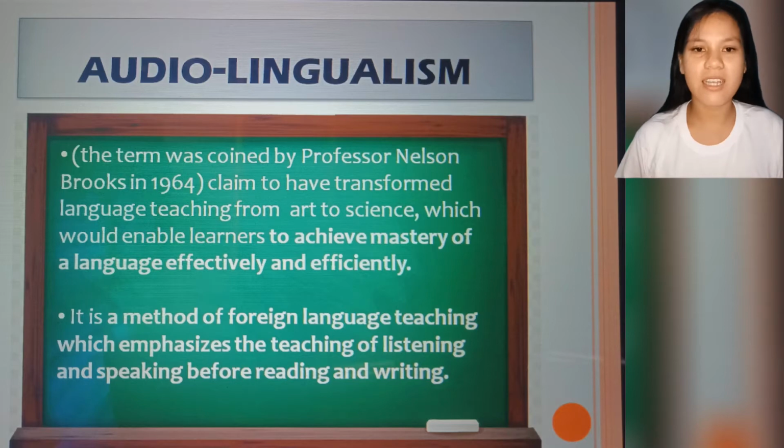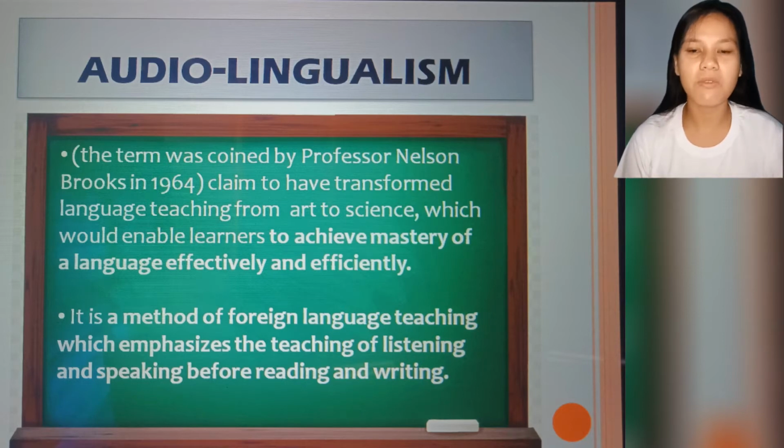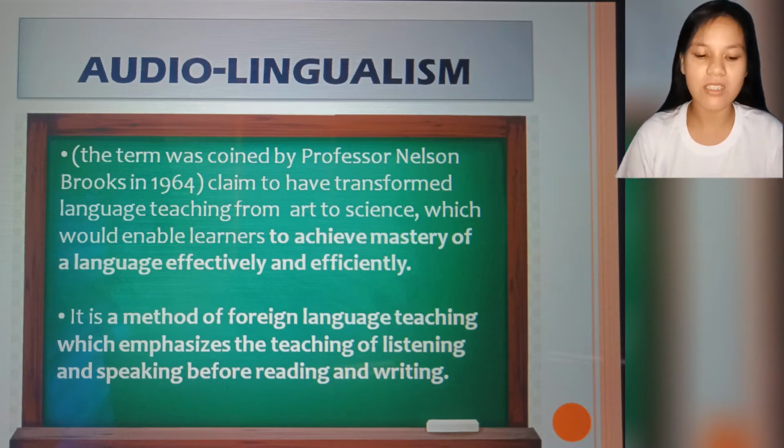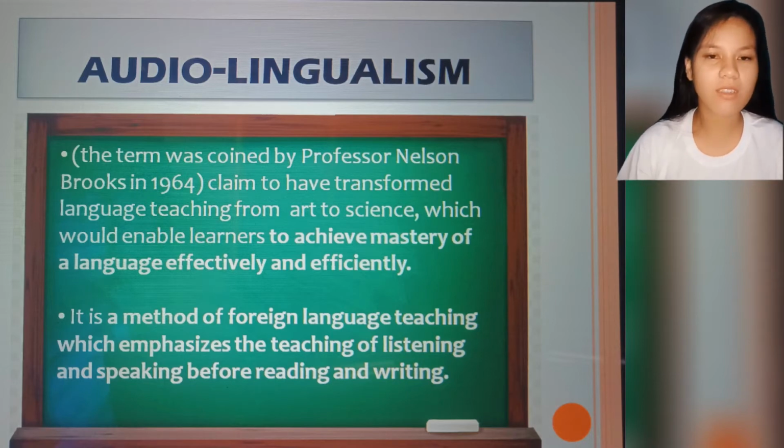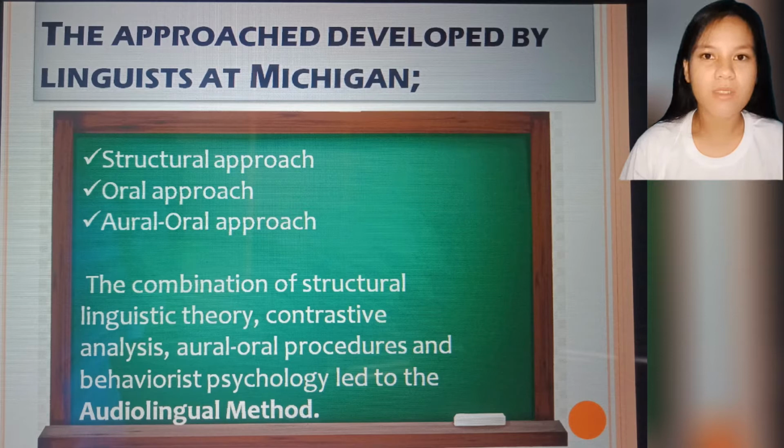Another definition is that it is a method of foreign language teaching which emphasizes the teaching of listening and speaking before reading and writing. It uses dialogues as the main form of language presentation, and drills as the main training techniques. So, the main objective of the audiolingualism method is to help learners acquire accurate pronunciation. This is the approach developed by linguists at Michigan.